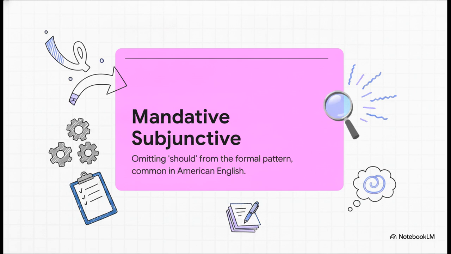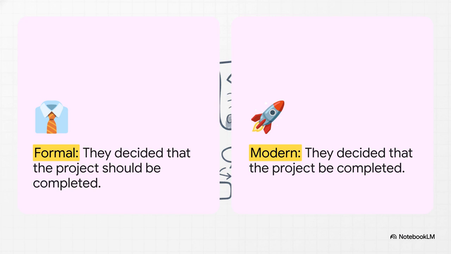It's a grammatical trick that modern business writers absolutely love to use to make their sentences even more concise and punchy. It involves taking our perfect 4-step formula and deliberately omitting the word should entirely, while magically maintaining the exact same formal meaning. Look at the evolution here. Our formal, traditional standard says, they decided that the project should be completed. It's flawless. But in a fast-paced, modern corporate boardroom, it transforms. Listen to this modern version.